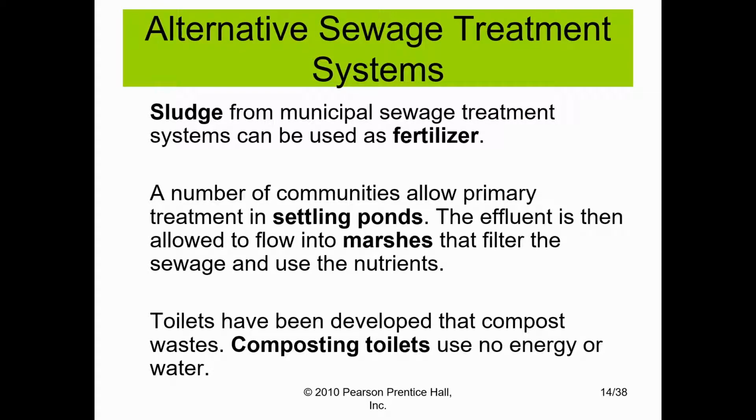Some of the byproducts along the way can also be reused or recycled. For example, the sludge from municipal sewage can be used as fertilizer. And a number of communities allow primary treatment in settling ponds, where the effluents can then flow into marshes that filter the sewage and use the nutrients that it contains. Some new technologies have even been developed, such as composting toilets that use no energy or water.